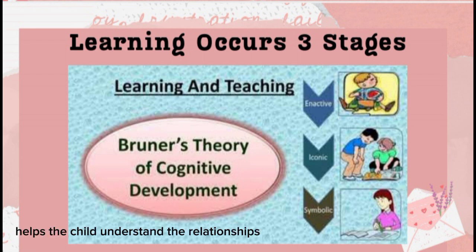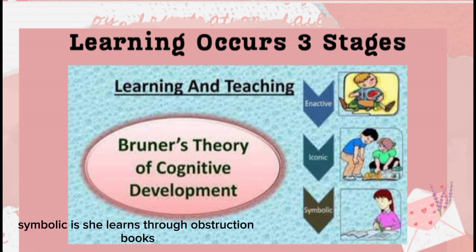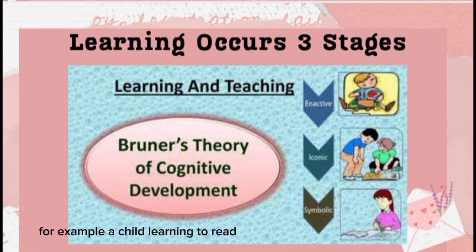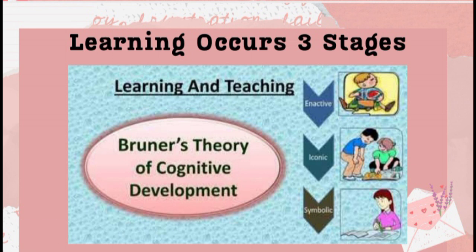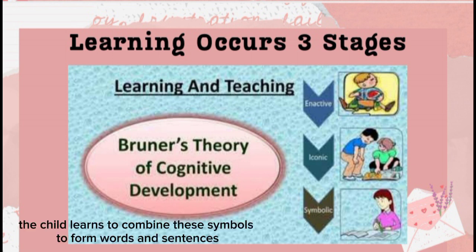The third one is symbolic. It learns through abstract symbols. For example, a child learning to read. The child is taught to recognize and understand the letters of the alphabet, which are symbols that represent sounds and words. Through practice, the child learns to combine these symbols to form words and sentences, which represent ideas or concepts. So in this case, the child is using abstract symbols, letters and words, to understand language.